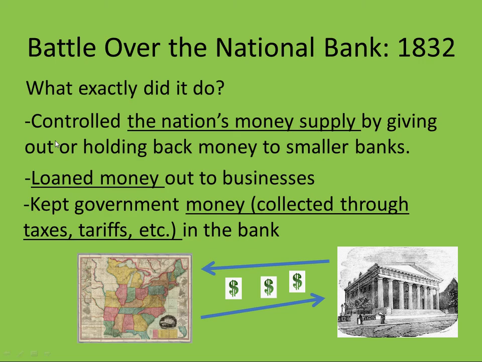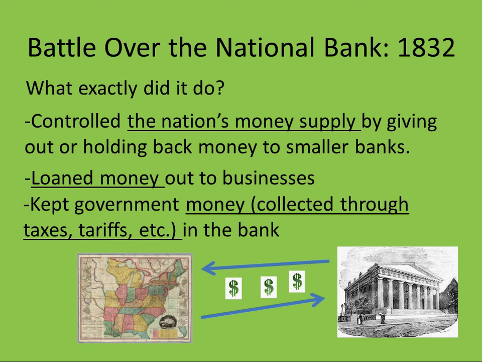So this happens in 1832. There's a big battle over this, and if you remember, there was a big battle between Hamilton and the Federalists versus the Democratic Republicans, and Jefferson was the leader of those who didn't want the National Bank. At this point, what did it actually do?